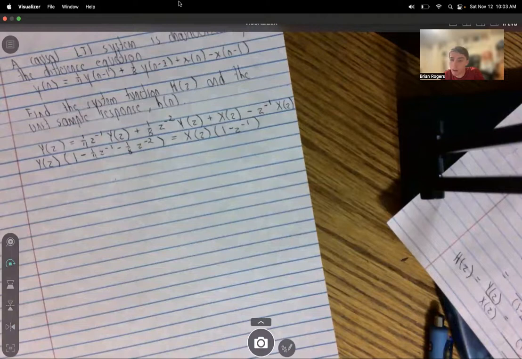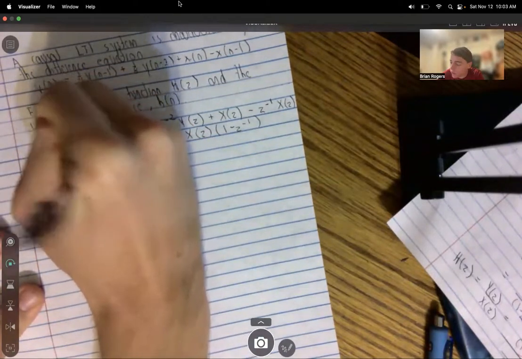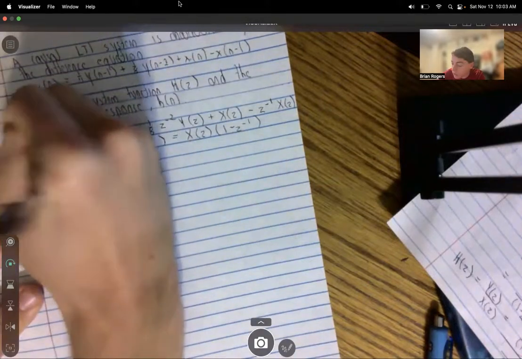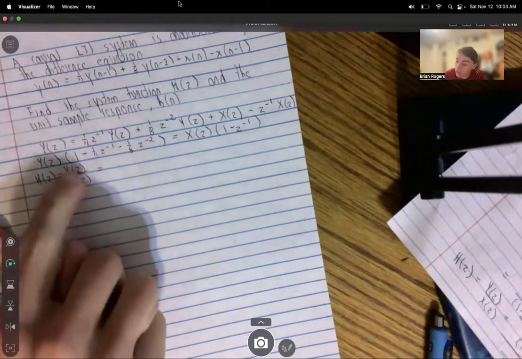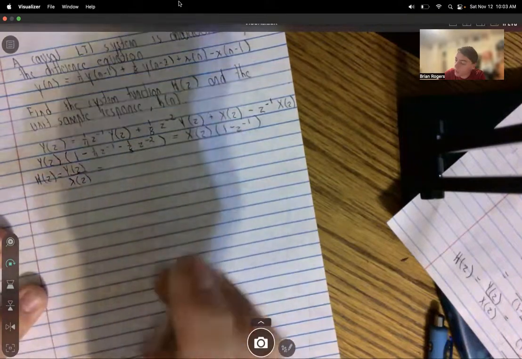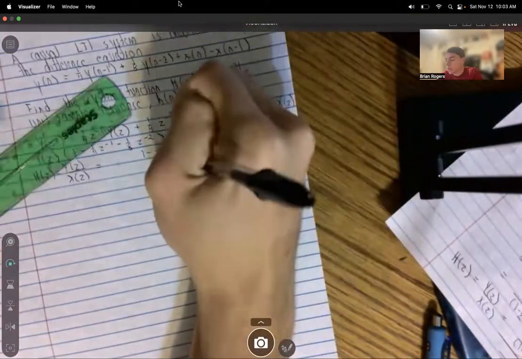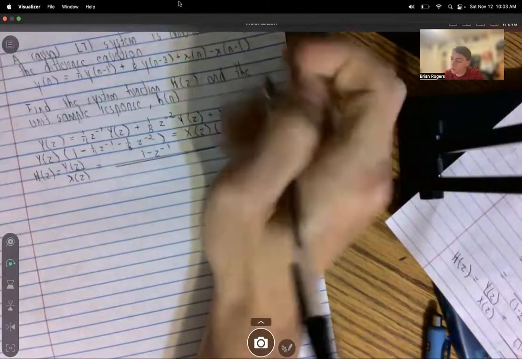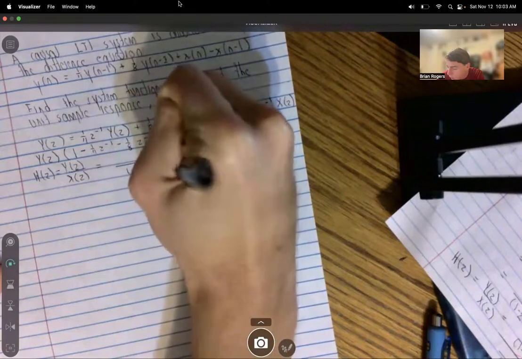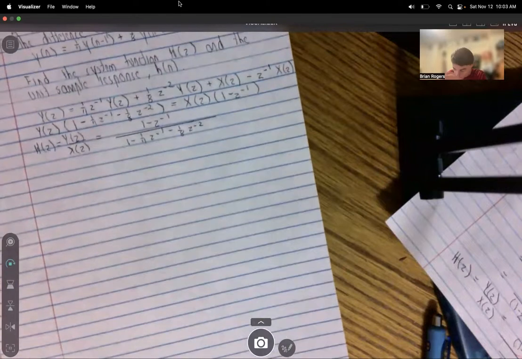Remember, H of Z is Y of Z over X of Z, and that's what we're interested in finding. When you move this over to the other side and divide, you're going to get 1 minus Z to the -1 in the numerator, and in your denominator, you're going to get 1 minus 1/4 Z to the -1 minus 1/8 Z to the -2. Okay, so we got that now.